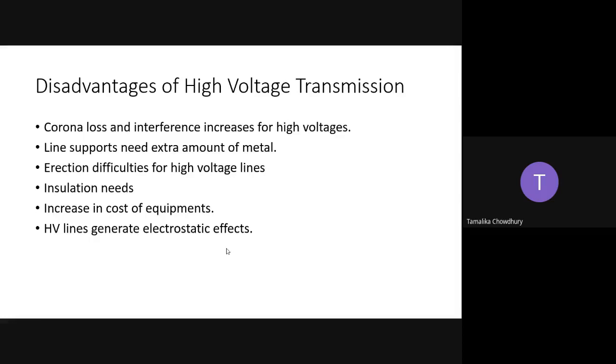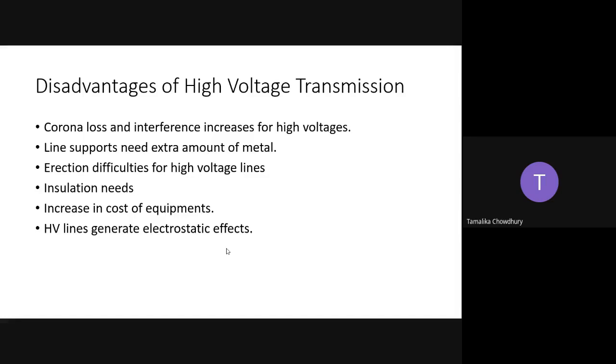Next is the increase in cost of equipments. The cost increases because it is at high voltage, so very robust materials are required. And next is that high voltage lines generate electrostatic effects. So these are the disadvantages, but rather than disadvantages, advantages come more in the exam part. So advantages, disadvantages of high voltage transmission.